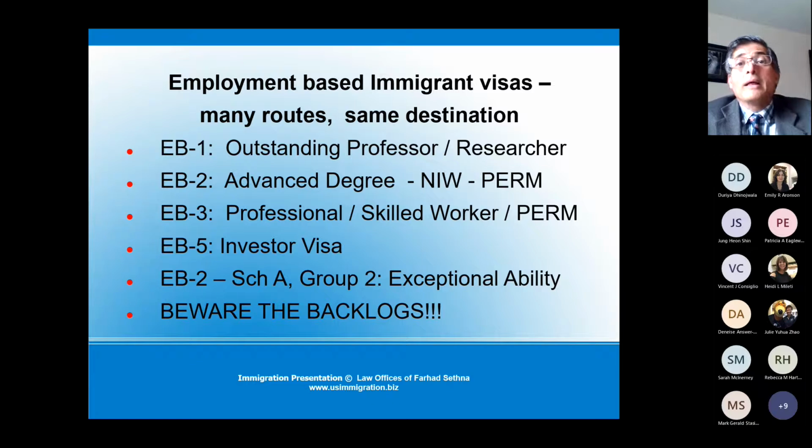So guess what? The line for India and China gets long, and the line for other countries doesn't exist. There's no line at all, or it's a very short line. It moves very quickly. So if you have the luck of the draw to be born in India or China under EB2 or EB3, you may be severely backlogged as well. Keep that in mind. You've got to factor that into whatever job you're doing.